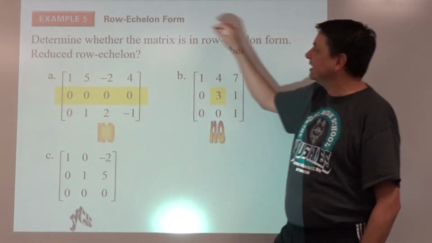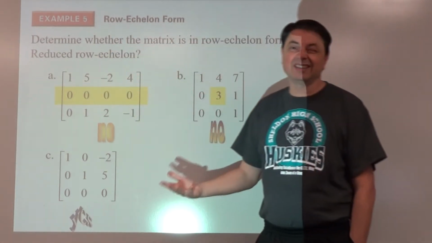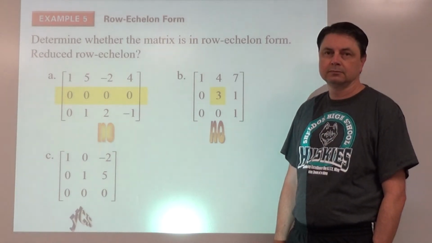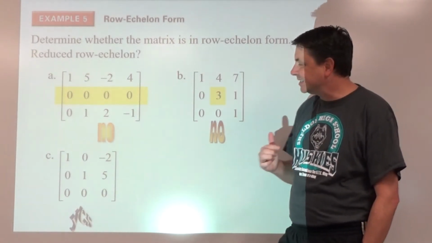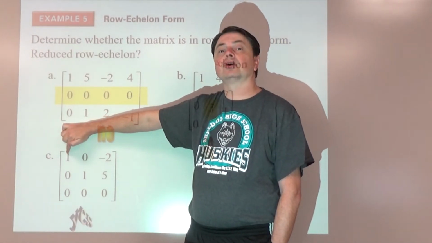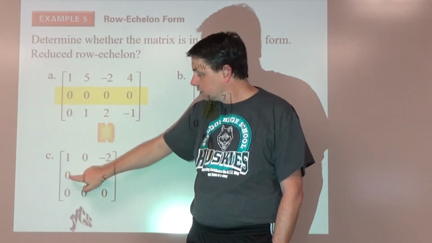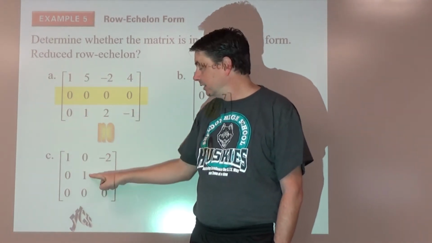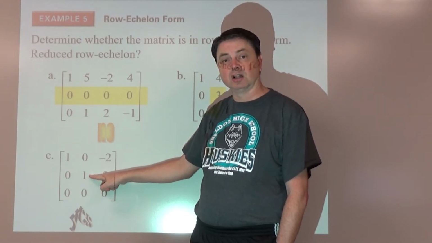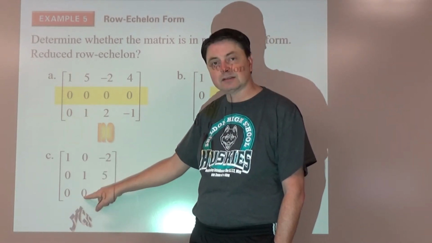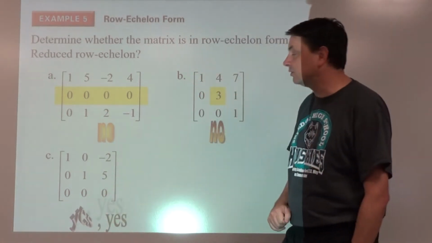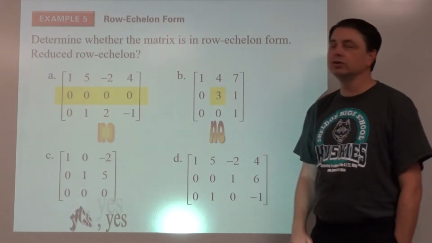Now we need to decide, is it reduced row echelon? What do you think about that one? Again, pause here. So let's see. This row has a leading one. Are all the other entries in that column zeros? Yes. This is a leading one. Are all the other entries in that column zeros? Yes. And those are the only leading ones, so it does qualify. It is also reduced row echelon.